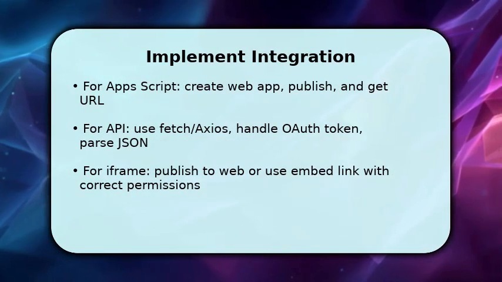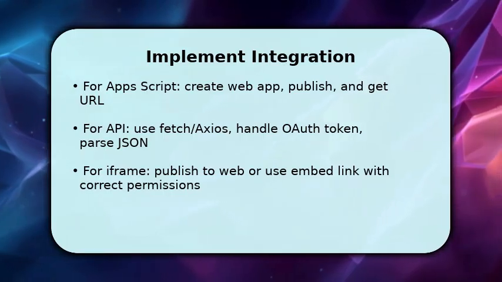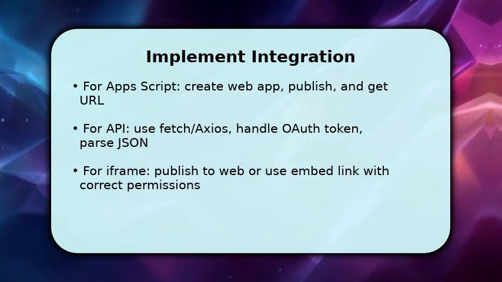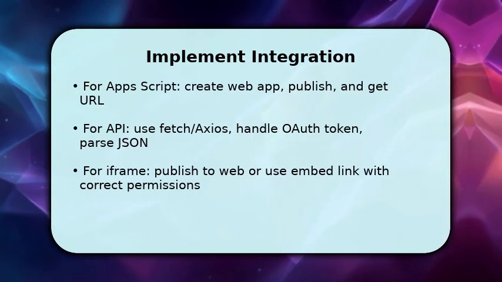Now implement the chosen method. If you use Apps Script, write doGet to return JSON or HTML, deploy as a web app, and set access permissions, then call its URL from your site.